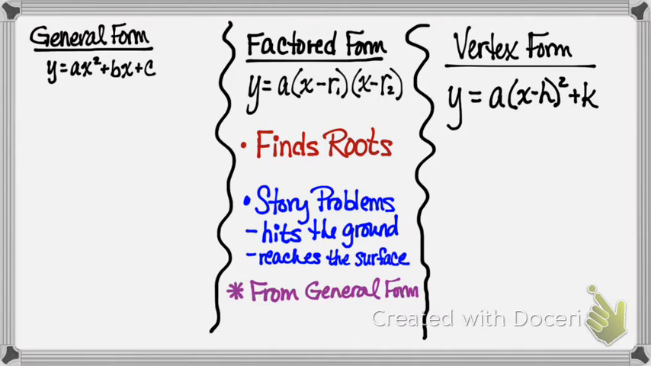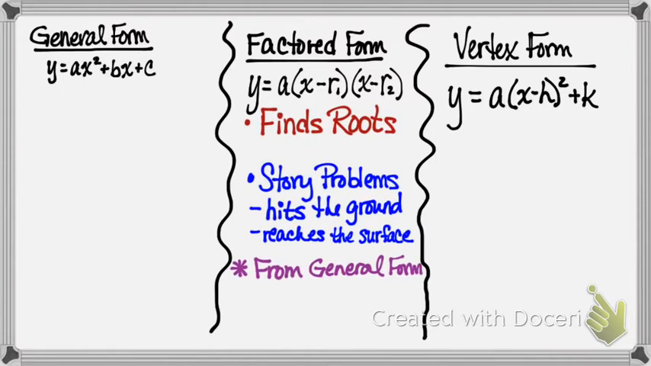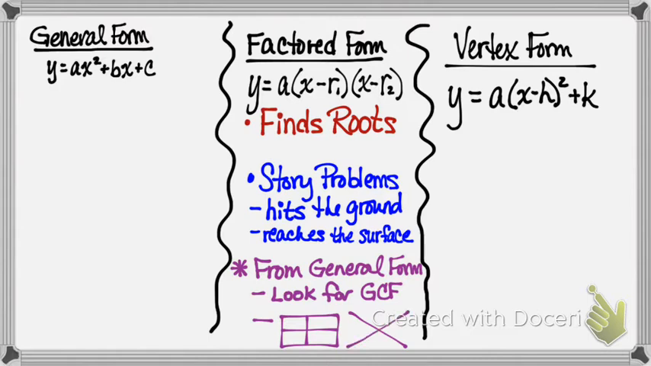So from general form, you are going to factor it. So you will look for a GCF. And then from there, you would make your box and your X.